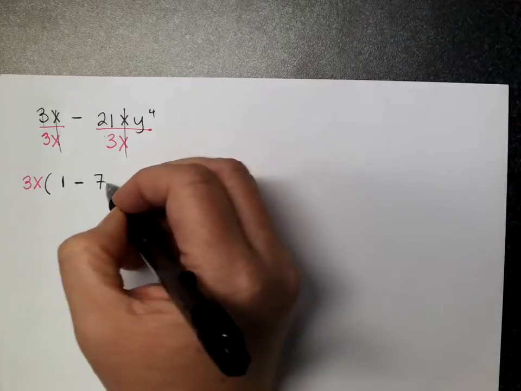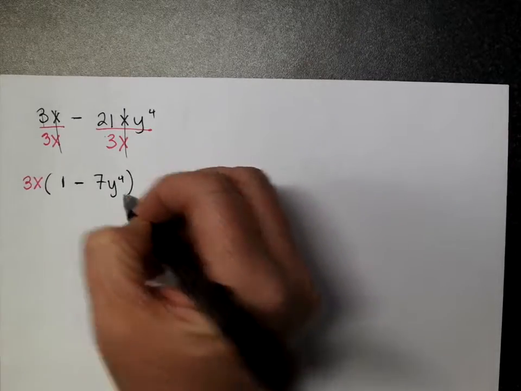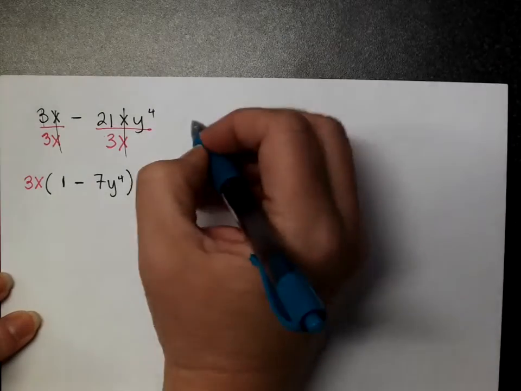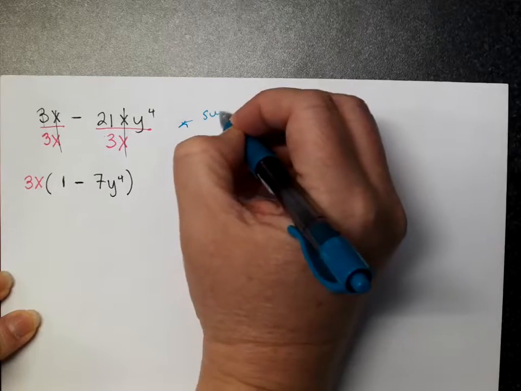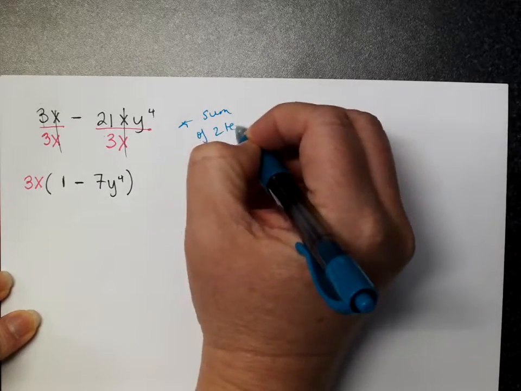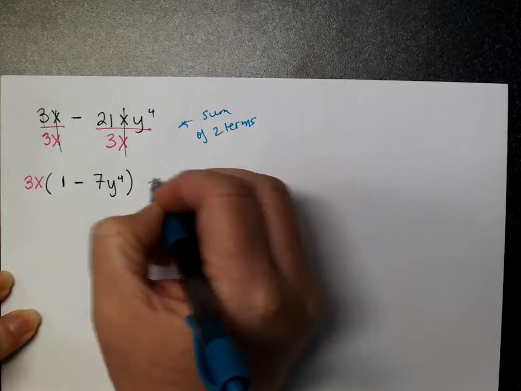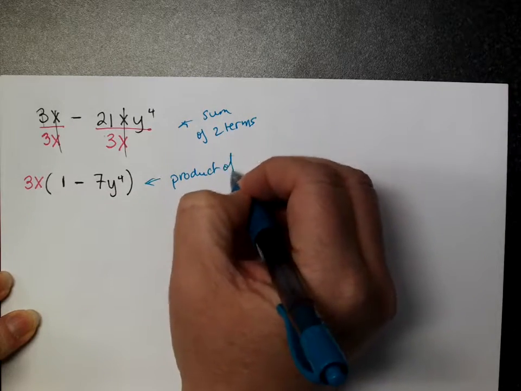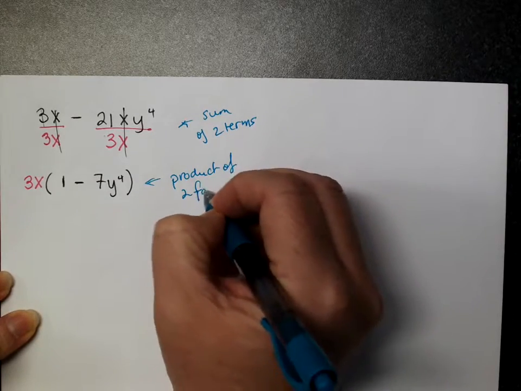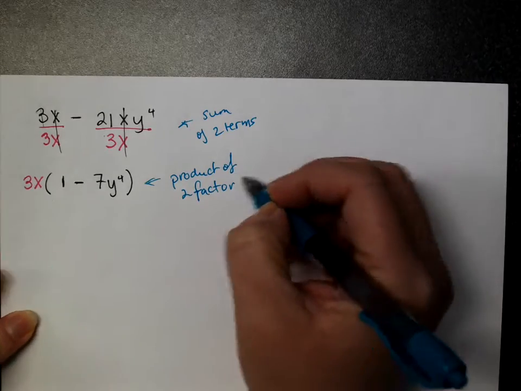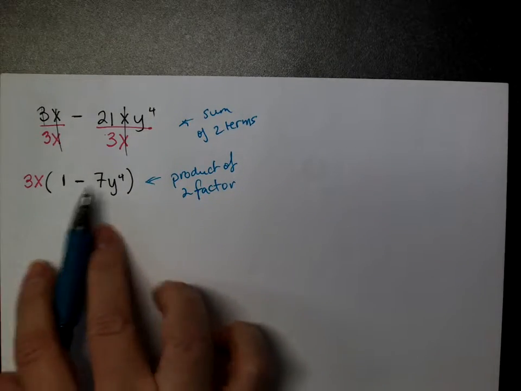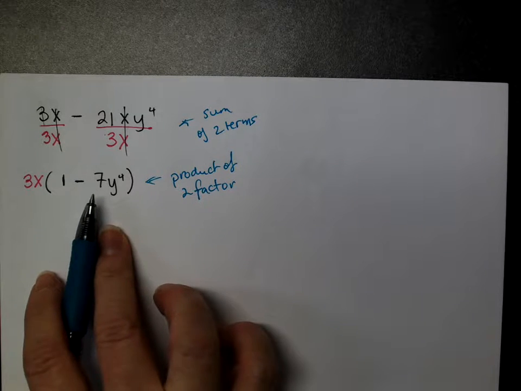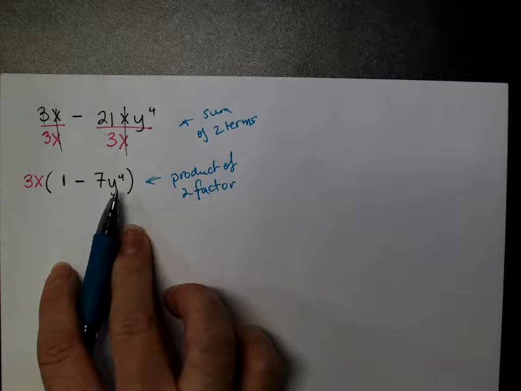Yeah, nothing cancels it out, so it's part of the leftover bit. And this was a sum of two terms, and now it is a product of two factors. Now, this factor is linear. Is this factor linear? No. It's what's called a quartic, a fourth degree.